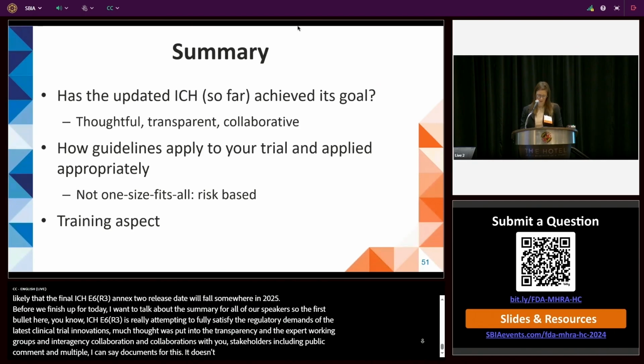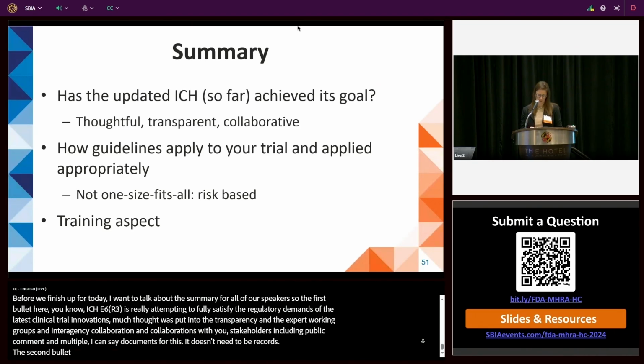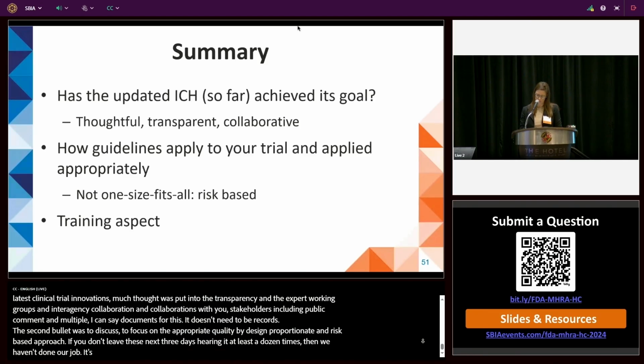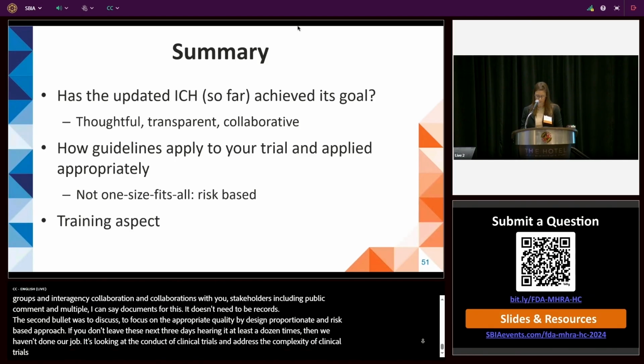The second bullet was to focus on the appropriate quality by design, proportionate, and risk-based approach. If you don't leave these next 3 days hearing that at least a dozen times, then we haven't done our job. It's looking at the conduct of clinical trials and address the complexity of clinical trials in the current global regulatory climate. And lastly, does require training.